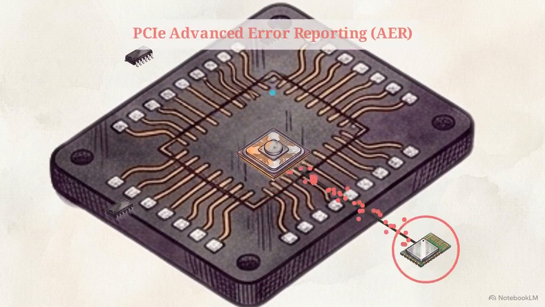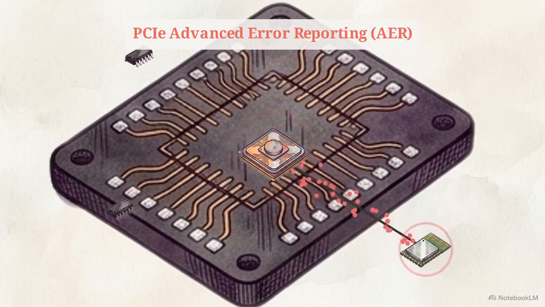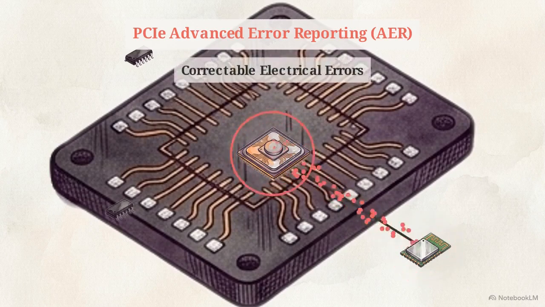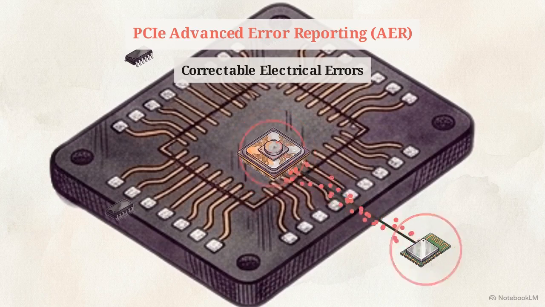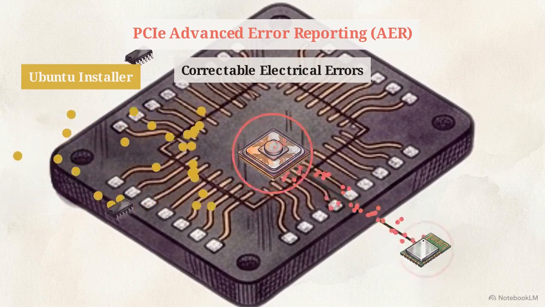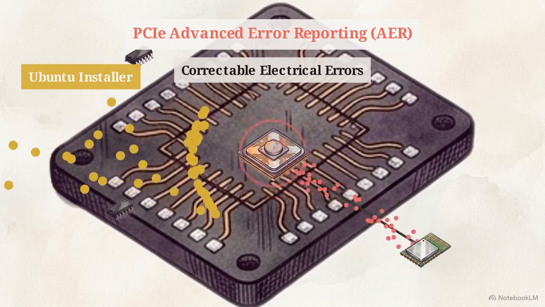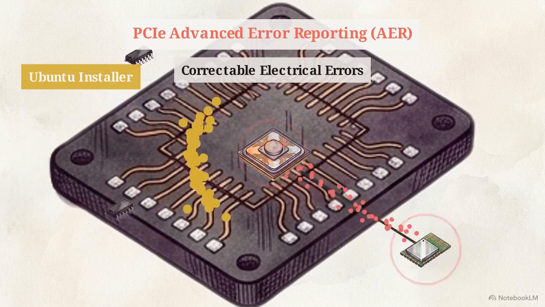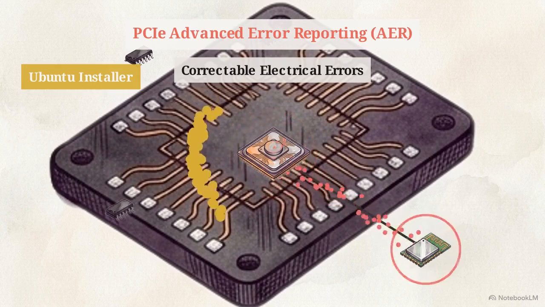This line belongs to the PCIe Advanced Error Reporting mechanism, or AER. The internal Wi-Fi module is triggering this mechanism, generating a continuous stream of error reports across the data bus. These are correctable electrical errors. While the hardware remains functional, the CPU must stop the Ubuntu installation to acknowledge and dismiss every single warning.